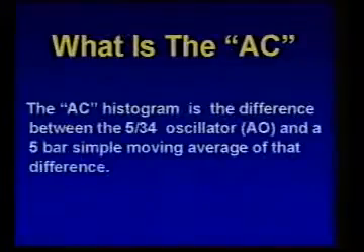So what is the AC? The AC is a histogram of the difference between the 5-34 oscillator, which is your AO, and a 5-bar simple moving average of that difference. Some things we want to think about, though, before we get into the rules of the AC, I want to talk about a little bit.